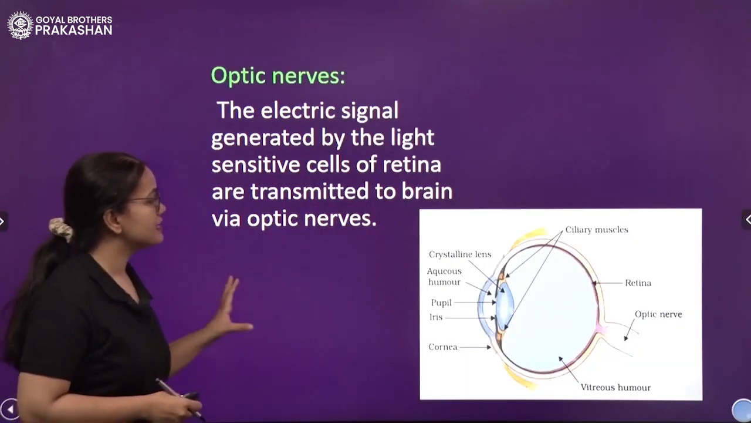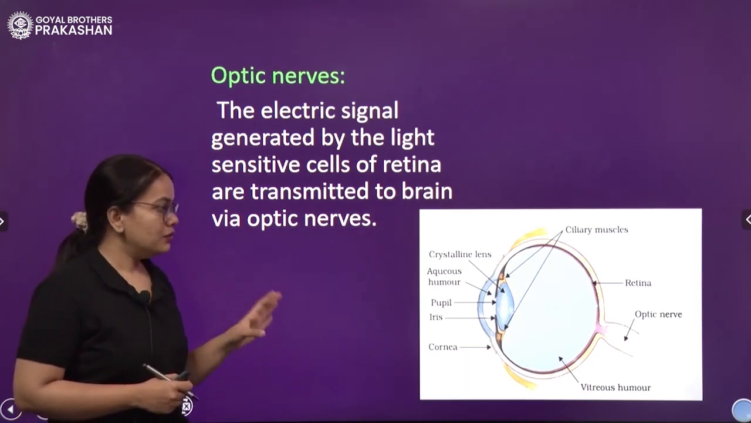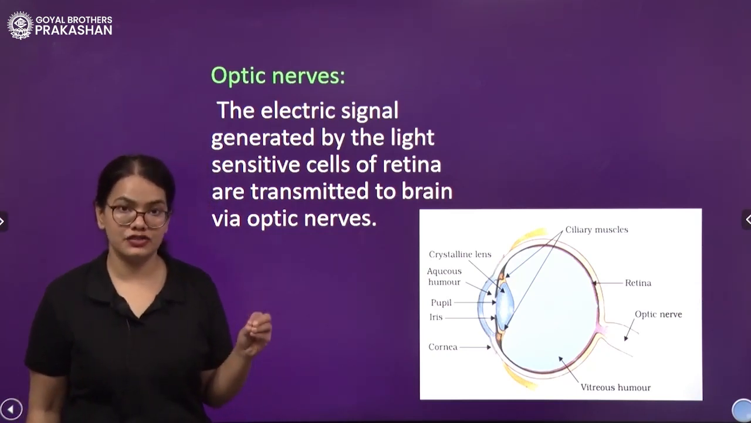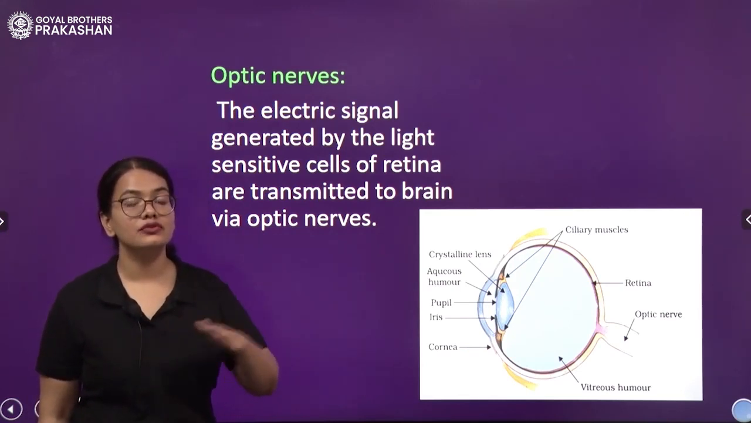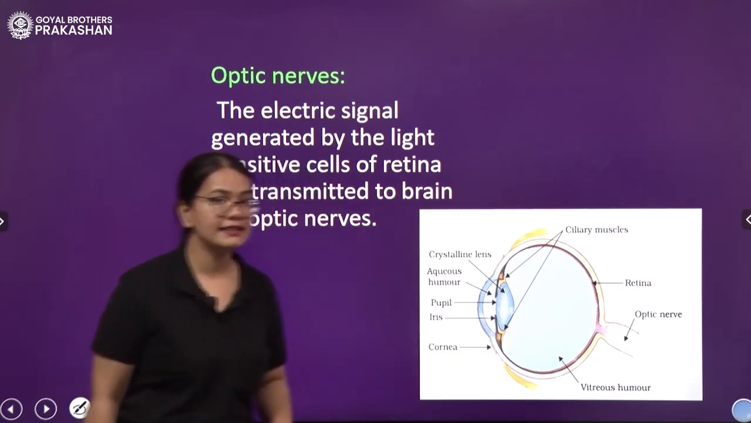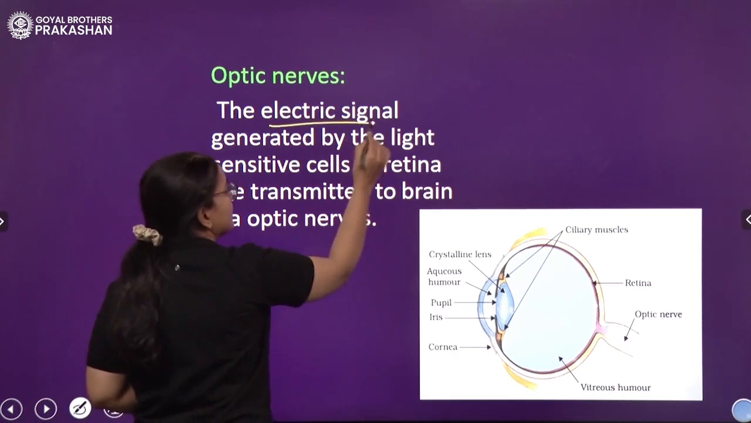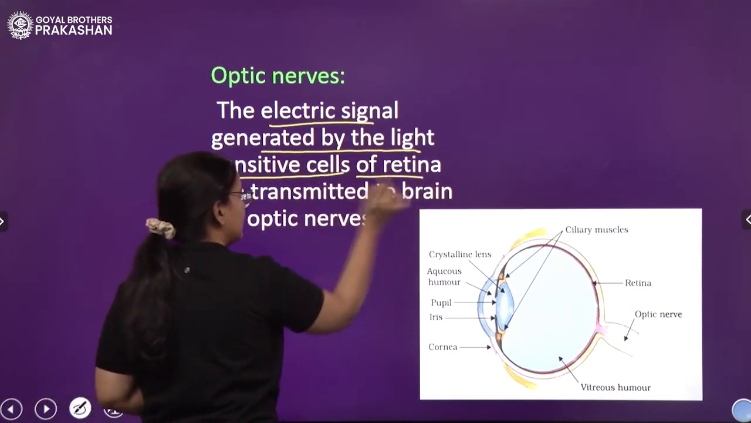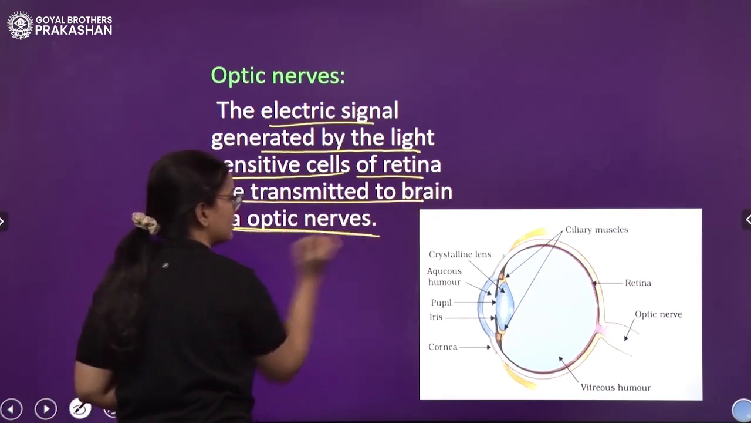Okay. Next is optical nerves or optic nerve. Okay. So, see, this involves a lot of interrelation of the biology also. We have studied in the bio that nerves, they are used for carrying signals. Therefore, optical nerve will also carry a signal. So, what is optical nerve carrying? The electrical signal generated by the light sensitive cells of retina are transmitted to the brain by optic nerves.